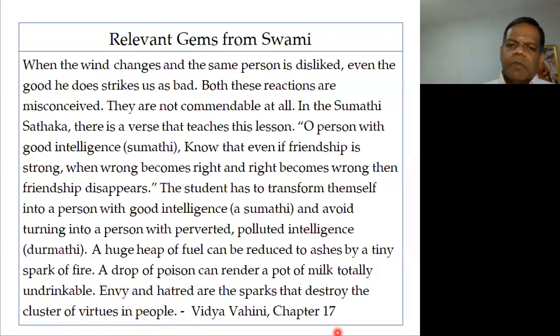So Swami is nicely explaining Sumati. Sometimes we have good intentions, but if one drop of poison enters, that can become bad. Swami has given the example of milk. Milk is very beneficial, but if a drop of poison enters, it can be harmful. So that's why we pray to the Lord, let our sumati, our good intentions, always remain beneficial.